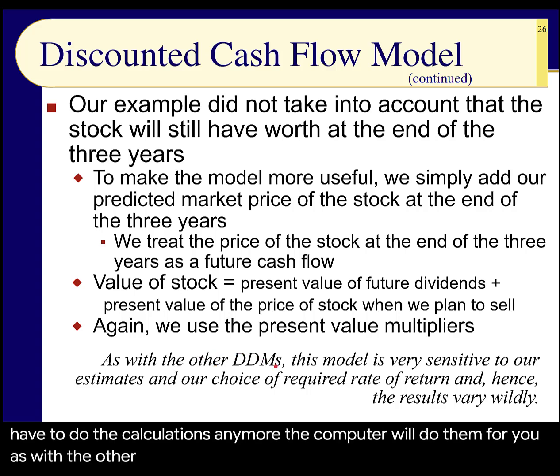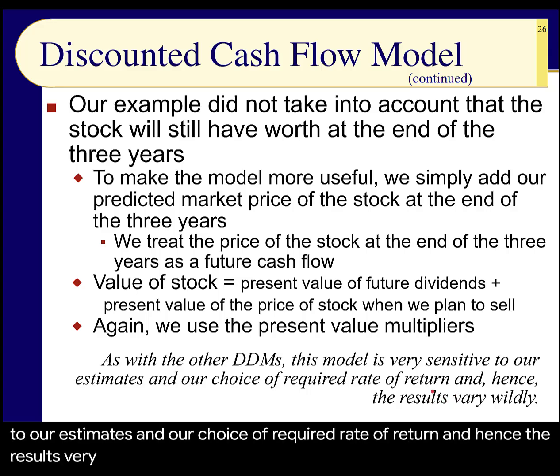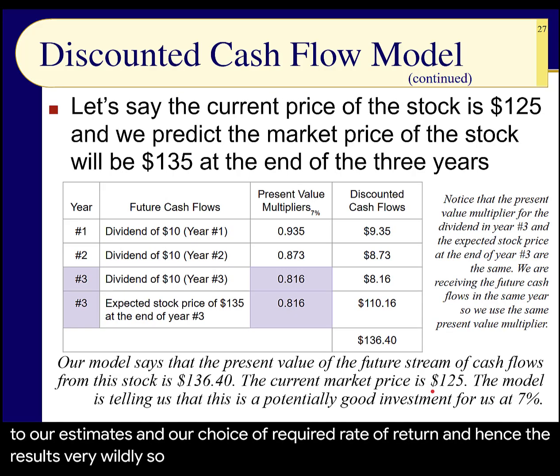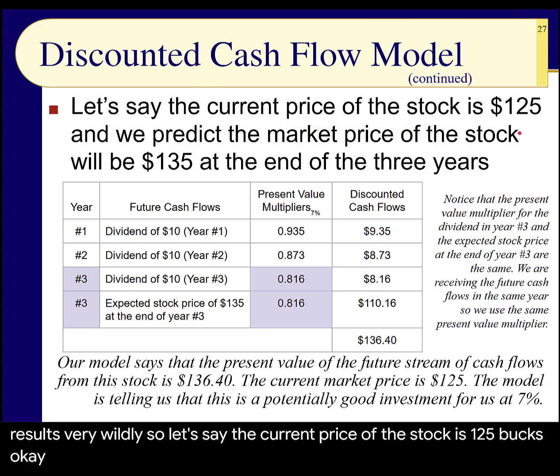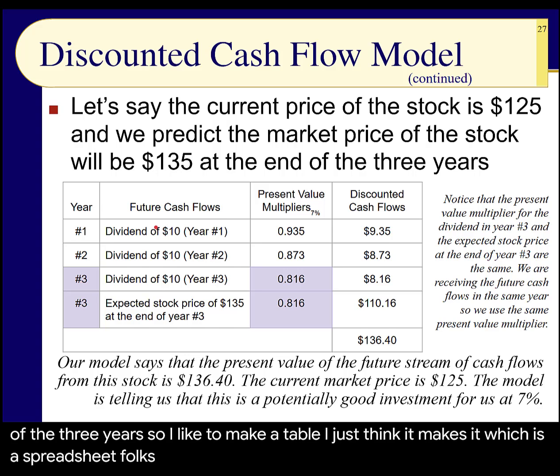As with the other dividend discount models, this model is very sensitive to our estimates and our choice of required rate of return, and hence the results vary wildly. So let's say the current price of the stock is $125. We predict the market price of the stock will be $135 at the end of the 3 years. So I like to make a table, which is a spreadsheet, folks. It makes it easier to visualize what I'm doing.